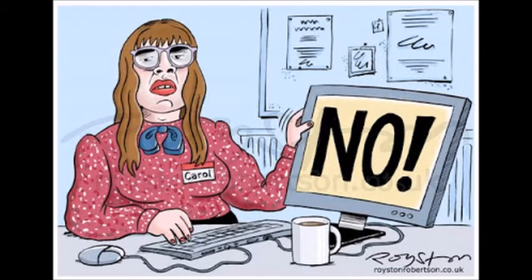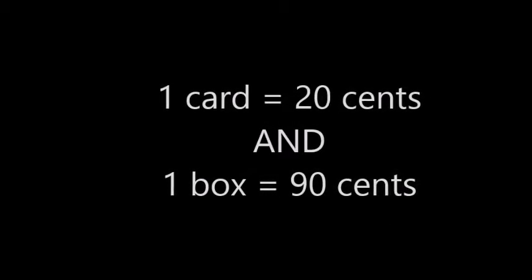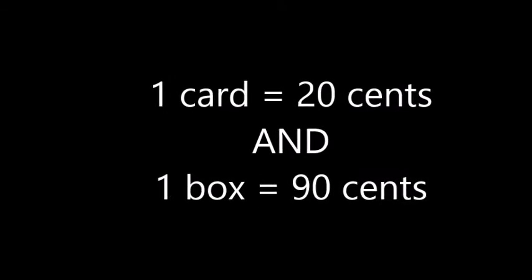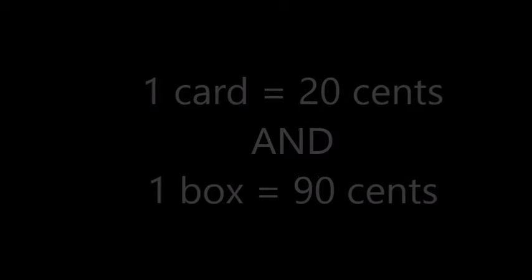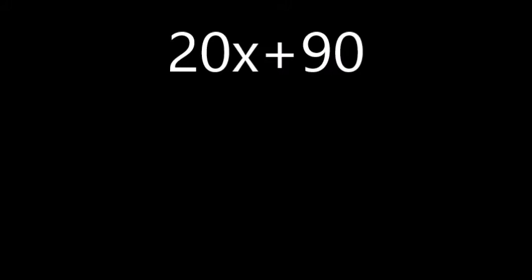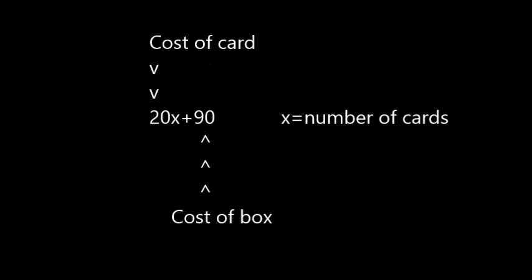Remember, we're buying cards at 20 cents a card, but we have to always pay 90 cents for the box itself. So what is the total cost of a box of cards? Well, we're going to have to add that 90 cents onto our original expression here, and we're going to end up with 20x plus 90. It's 20 cents per card. Do we know how many cards? Well, that could change, so we're leaving that a variable. So 20x plus 90, the cost of the box.